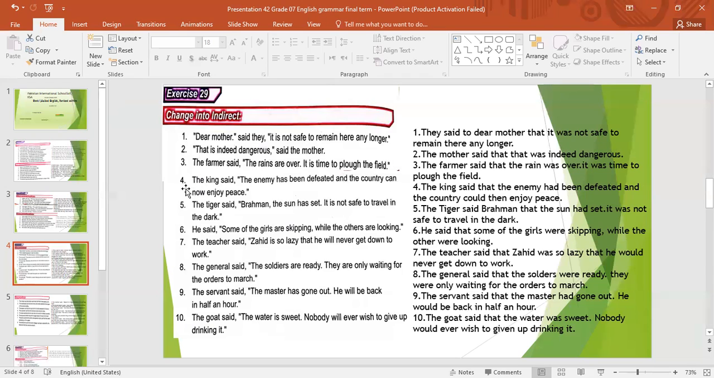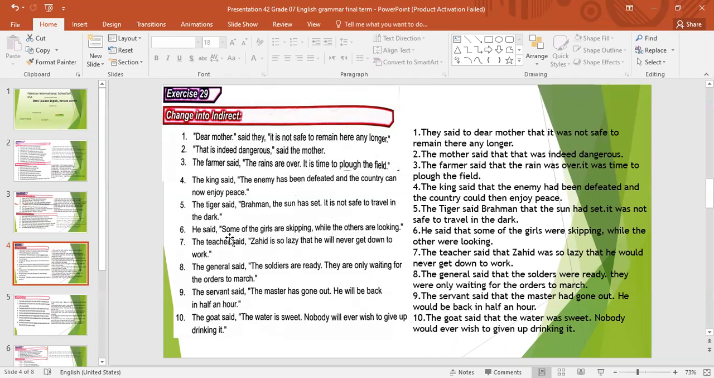Number 5: The tiger said, "Brahman, the sun has set. It is not safe to travel in the dark." Here in this sentence, two parts are mentioned. The tiger said, Brahman, that the tiger said to whom? To Brahman. The tiger said, Brahman, that the sun had set. We change "has" into "had set". Next sentence, "It is not safe", so "is" is changed to "was". It was not safe to travel in the dark.